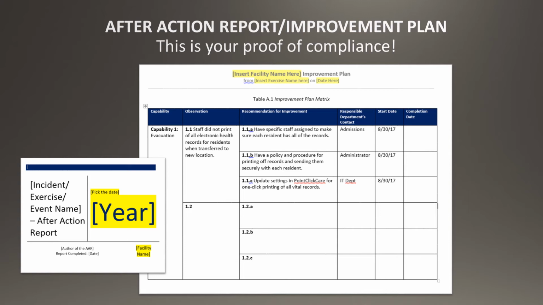And so if you look at the column for observation there, I'd recommend comparing that with the objectives that you chose for your tabletop exercise. Did you meet your objective? And if not, I would put that in that column. And then you have your recommendations. What could you do to mitigate that issue again in the future?